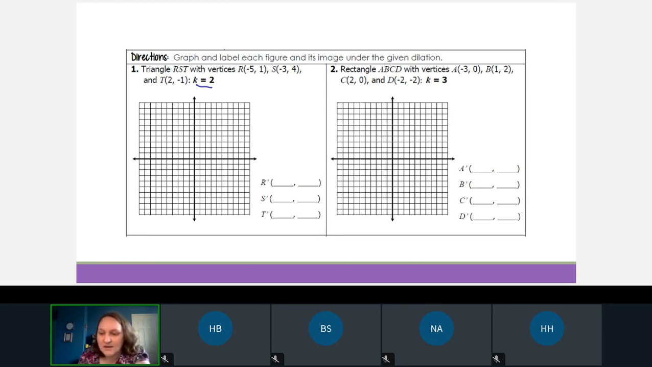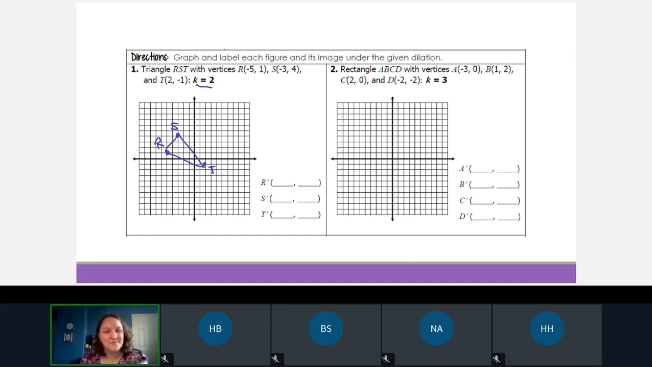So I'm going to go ahead and make this bigger so I can see it. My old eyes get dizzy on these. Here we go. All right, -5, 1. 1, 2, 3, 4, 5, 1. I'm going to label that R. S is at -3, 4. And T is at 2, -1. There it is. What a pretty triangle.